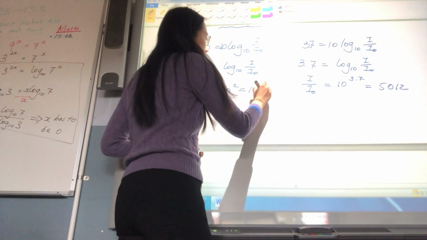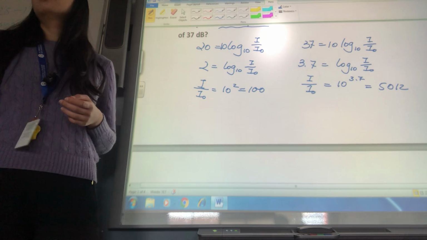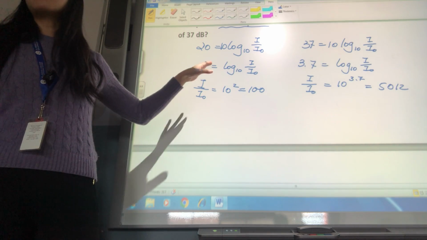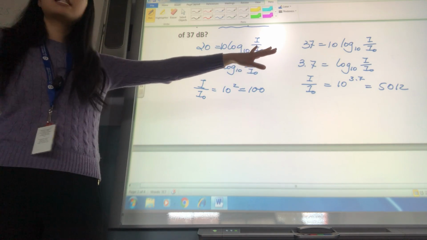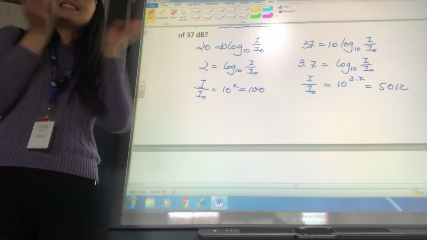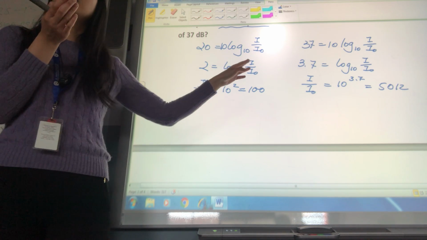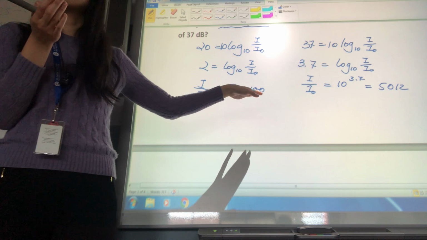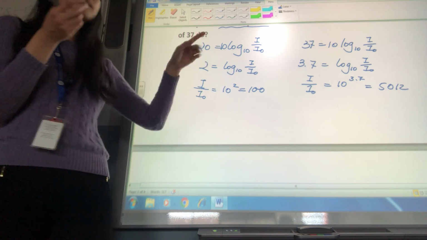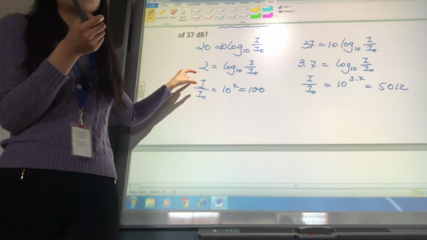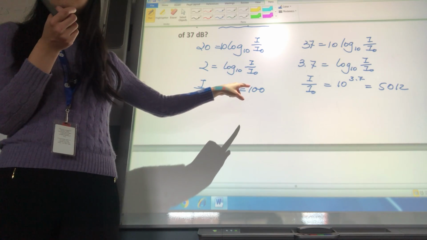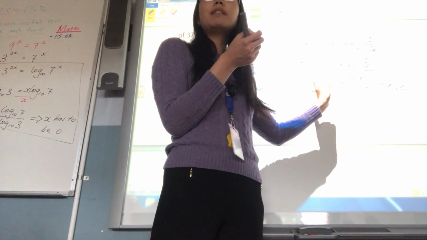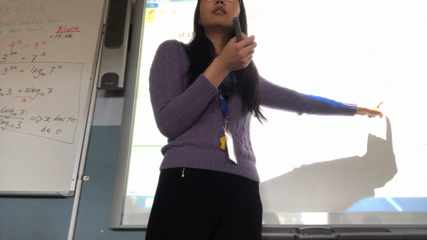Yeah. Which is going to give you, alright, so the first number you get is 100. The second number you get is 5,012. Is it necessary to write I equals 100 times I0 or not? No, not really. Because this just tells me 20 decibels is 100 times louder than the minimum, and 37 decibels is 5,000 something louder. Right?